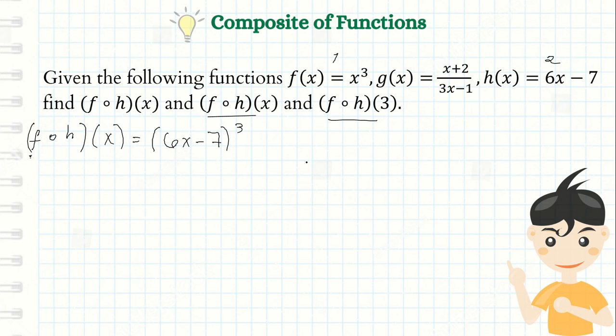Okay, sir, paano pong gagawin natin dyan? So we have here parang the format. So we have (a + b) cube is equal to a cube plus 3a squared b plus 3ab squared plus b cube.